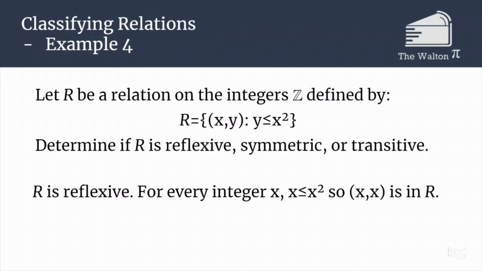Our counterexample for the last one doesn't work here because our counterexample was the point 1/2, 1/2, which is not in the integers cross the integers. That point is not a valid point in this relation. So this relation is actually going to be reflexive.